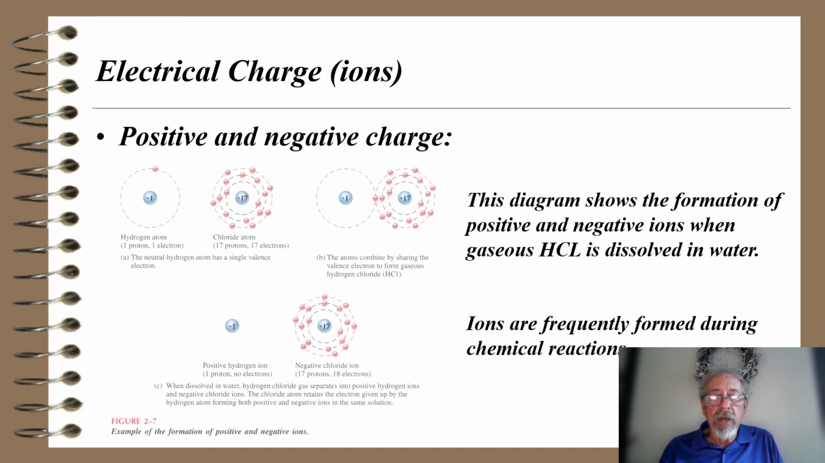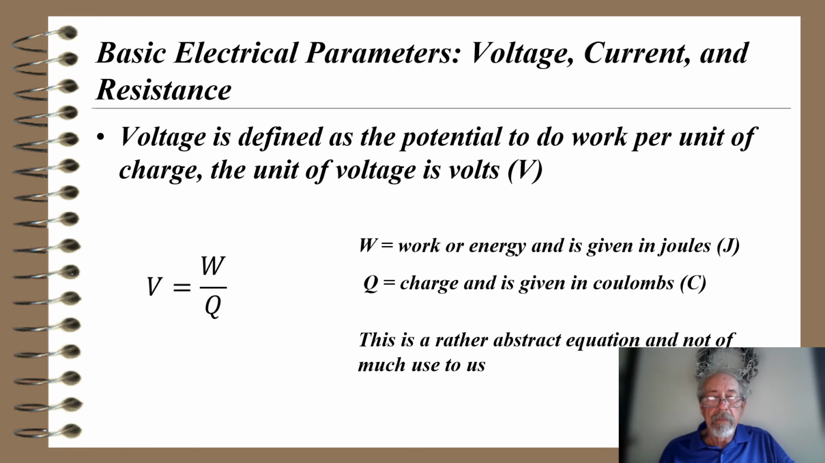Again, with electrical charge, we have ions. We can have positive and negative charge. The diagrams on the left show the formation of positive and negative ions when gaseous HCl, hydrogen chloride, is dissolved in water, which makes hydrochloric acid. Ions are frequently formed during chemical reactions. And if we have an ion, it means it has a charge. Let me go to the next slide here.